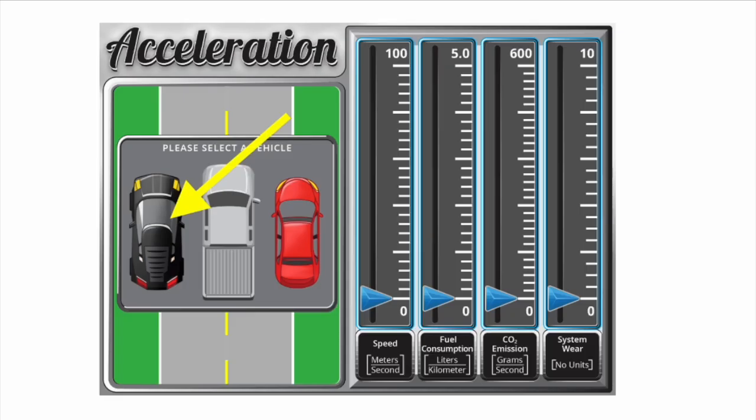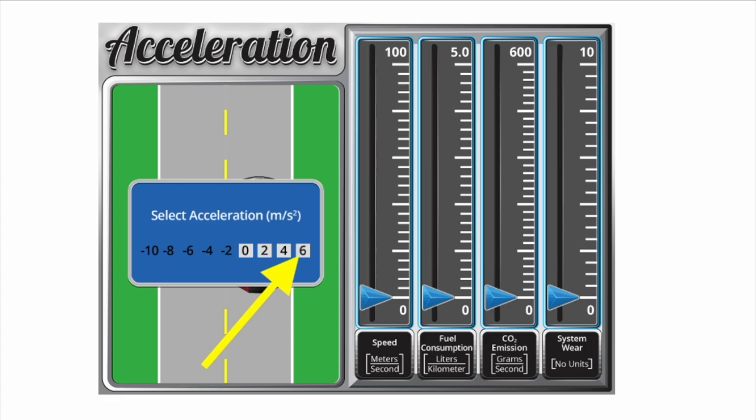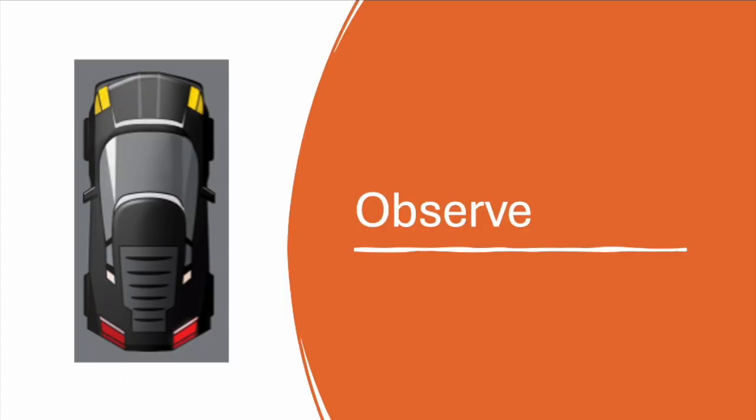Again, select the black car on the left side of the screen. Choose a speed of 0 meters per second. Select an acceleration of 6 meters per second squared. Again, observe the motion of the car.